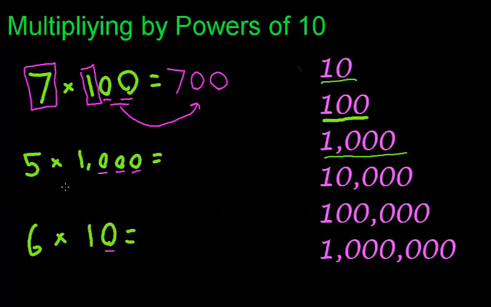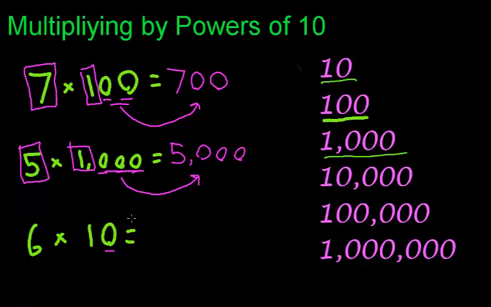Now I'm going to do the same thing on the problem below. So watch this. 5 times 1,000. I'm going to ignore the 3 zeros and just go 5 times 1. Well, I know 5 times 1 is 5. And then just like above where I brought the 2 zeros over, this time I'm going to bring the 3 zeros to the end of my answer. So 5 times 1,000 is 5,000.